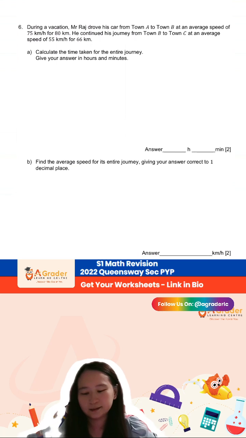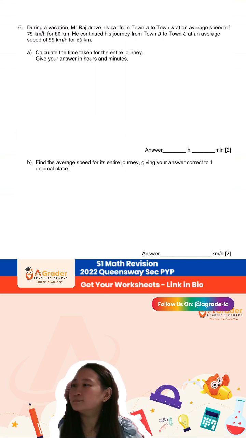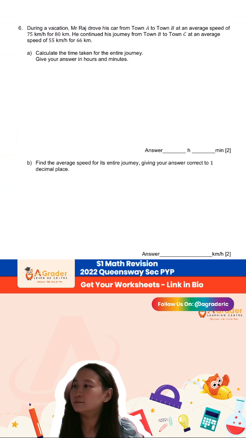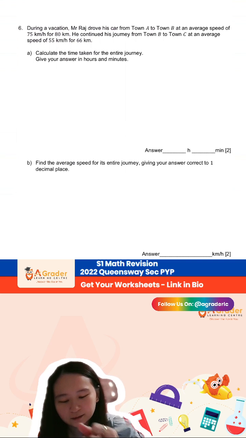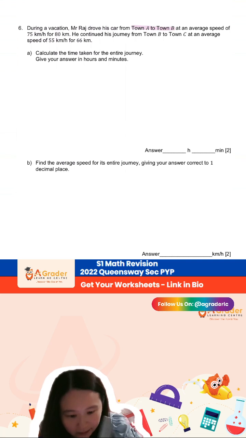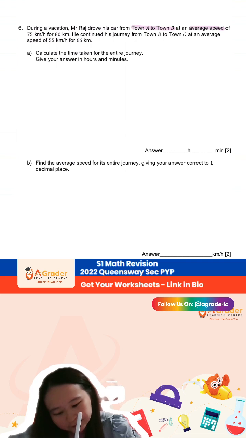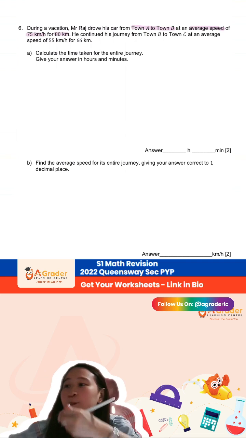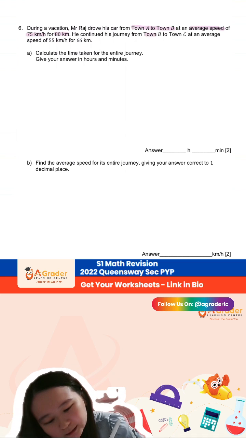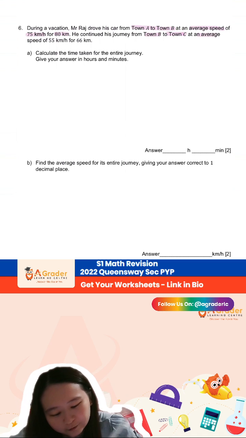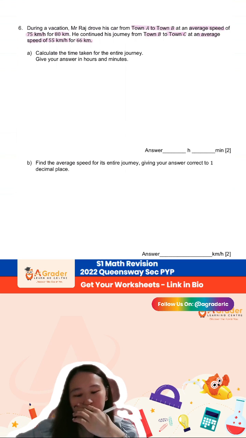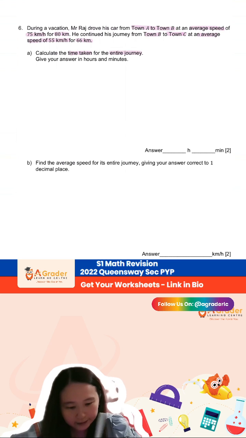Question 6. During a vacation, Mr. Raj drove his car from town A to town B at an average speed of 75 km per hour for 80 km. He continued his journey from town B to town C at an average speed of 55 km per hour for 66 km. Calculate the time taken for the entire journey.